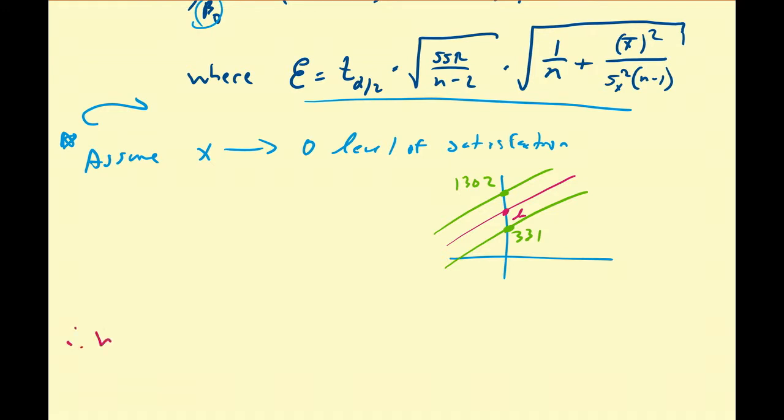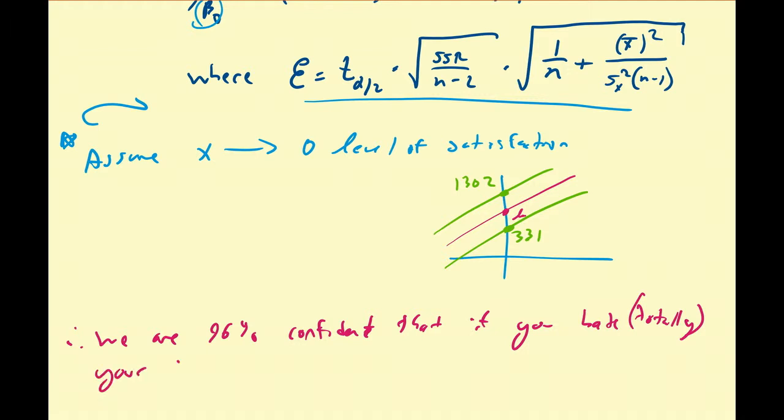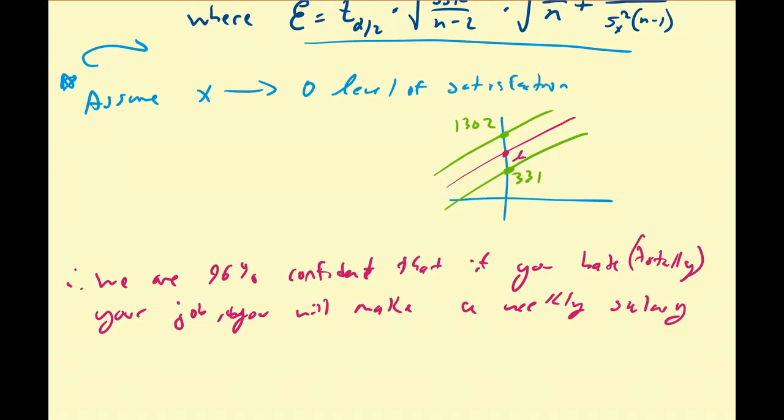So that means what? That means we are 96% confident that if you hate or totally hate your job, you will make a weekly salary of between $331, which is not much at all, and $1302, which is a lot. It depends really on what your job is, whether that's a lot or not.